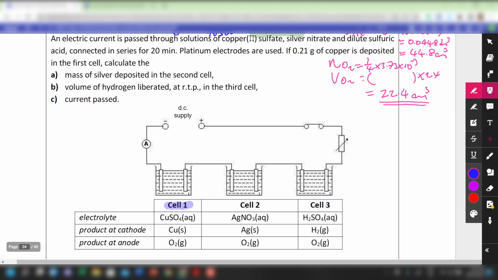So this is the first cell, and then the next cell I have silver nitrate, and this is followed by sulfuric acid. And then we have a variable resistor here. The easiest way is to assign the polarity at the respective electrodes. So we have a direct current, negative terminal here and positive terminal over here.